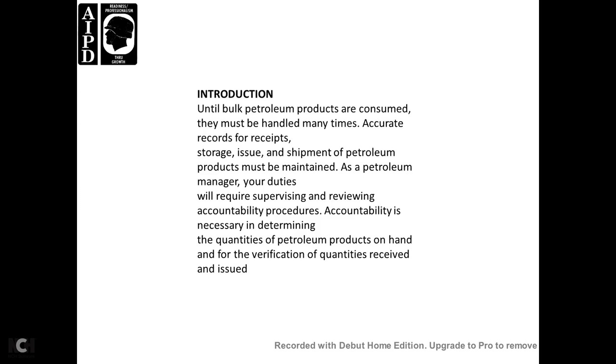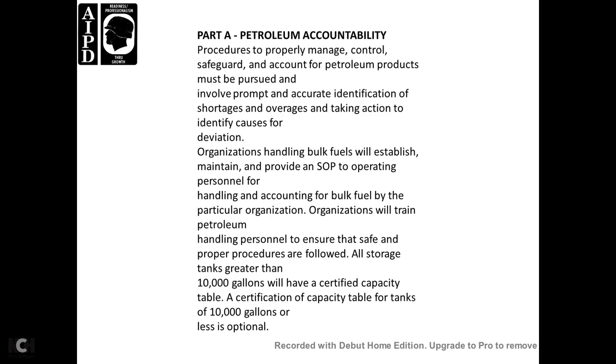Introduction. Bulk petroleum products consumed must be handled many times. Accurate records of the receipt, storage, issue, and shipment of petroleum products must be maintained. The petroleum manual requires supervisor review of the account, and the account bill is necessary to determine the quantity of products on hand and for verification of the quantity received and issued.